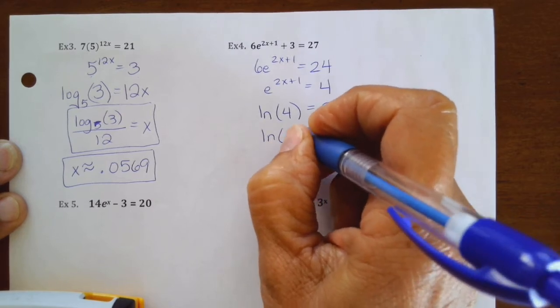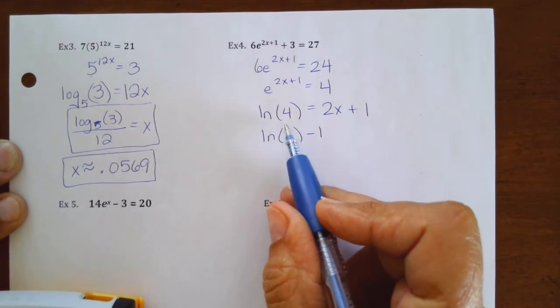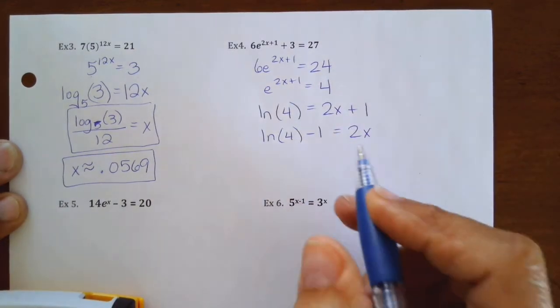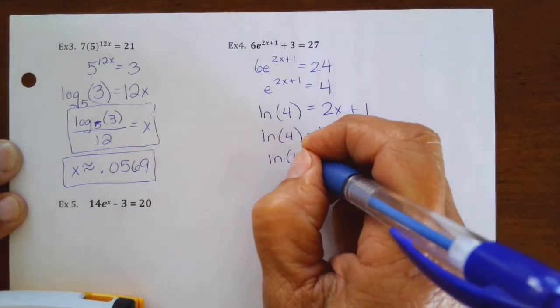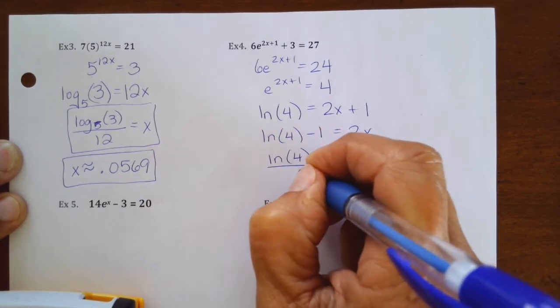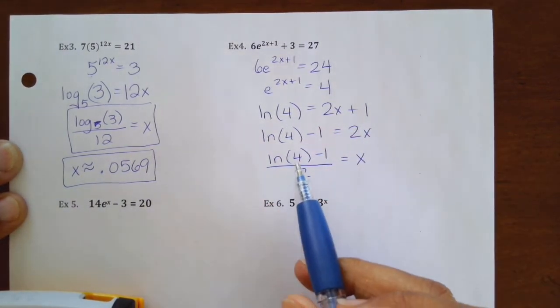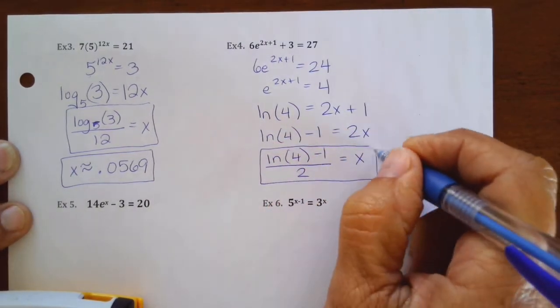So when you do this, if you put it in parentheses, that helps you remember not to change that number. So when you subtract the 1, you put it off to the side. And then the same thing, when you divide by 2, nothing changes that natural log of 4. Okay, that's got to stay that way the whole time. So there's your exact answer.